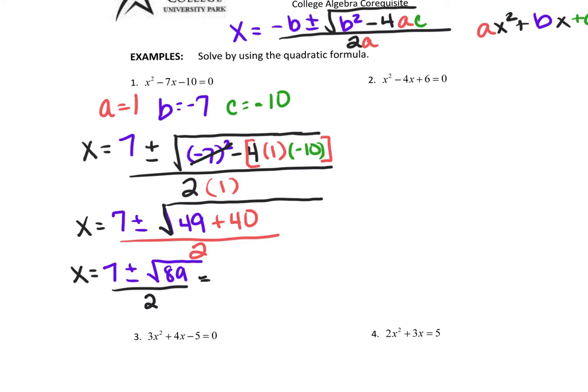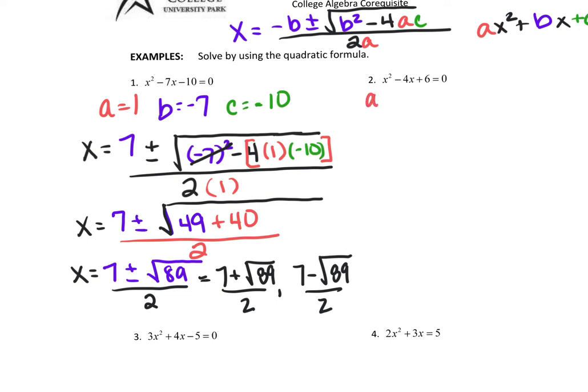You can separate the solutions and write it as 7 plus the square root of 89, divided by 2, or you can write it as 7 minus the square root of 89, divided by 2. But this plus or minus right here just means you have two solutions. One is a positive solution, or the plus solution. One is a minus solution. So let's look at the next one.